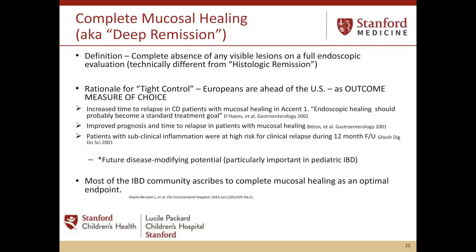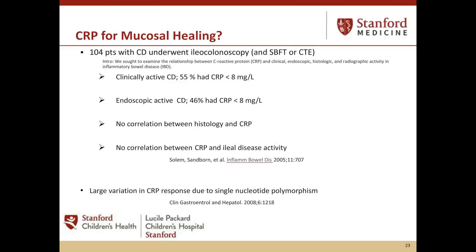And that is particularly important for my pediatric or young adult patients, who obviously have a much longer lifespan to live than a 50-year-old or a 60-year-old who would be a new diagnosis at the time. So the landscape here is changing. When I think about complete mucosal healing, obviously I need to use more drugs such as biologics, and I just wanted to step back for one second and quickly talk about CRP.